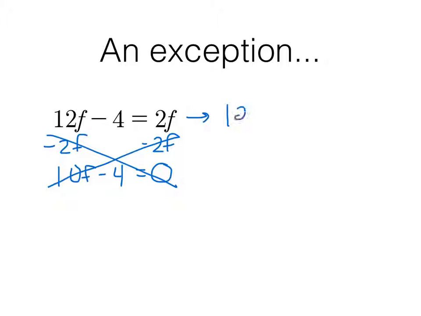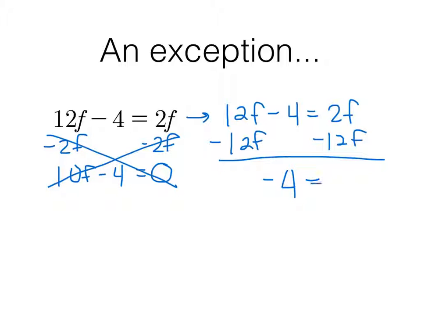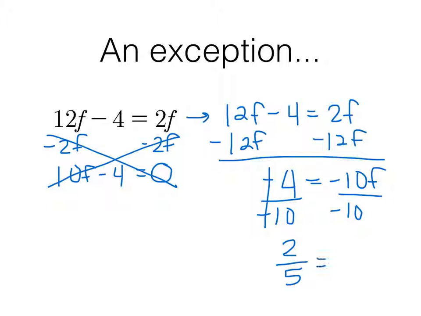So let's write it again, so we have a fresh workspace. I can't subtract the 2f. I mean, I can, but it's going to create more work for me. So I'm going to have to subtract the larger one and deal with the negative, which is really not that big a deal. Negative 4 equals negative 10f. Divide by negative 10, which is positive. Negative over negative turns positive. 2/5 equals f.